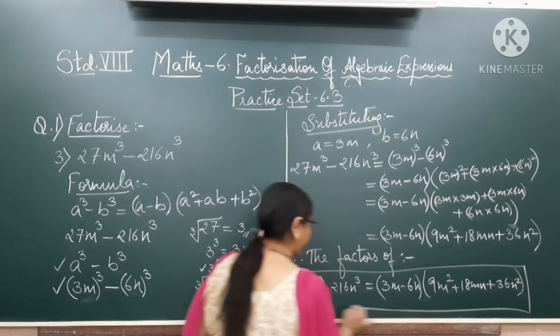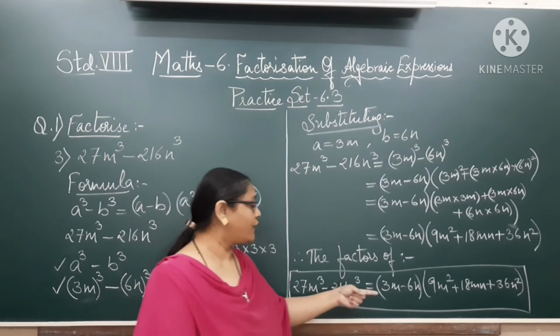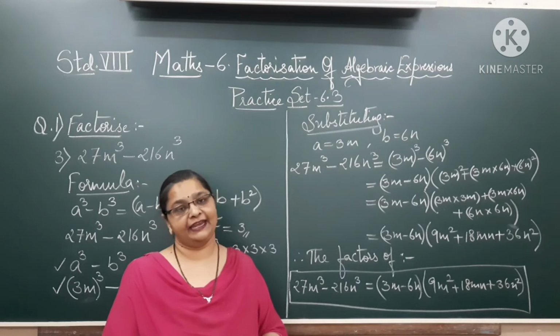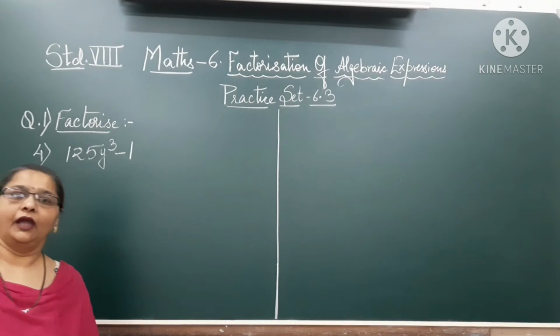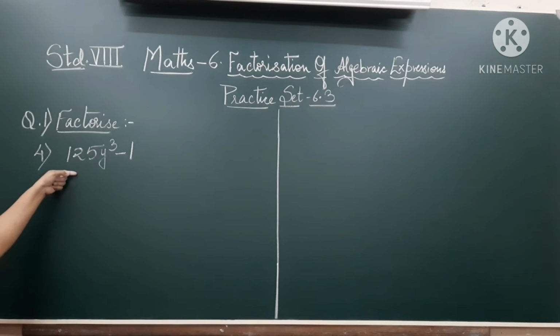So I have acquired the factors of 27n cube minus 216n cube. Okay friends, in the same way let us factorize the fourth one, example 125y cube minus 1.